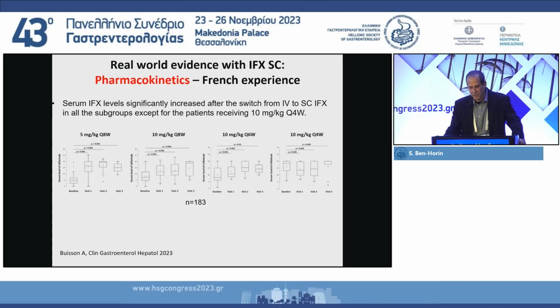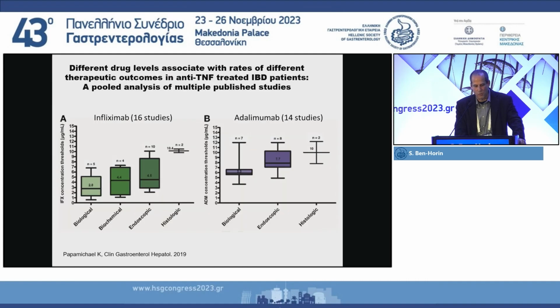And in real life, in the French experience, again, I was showing this in the morning, but I think it's a very interesting study showing that basically no matter what baseline dosing you had for your patient, as long as it was not 10 mg per kg every 4 weeks, so anything except quadruple dosing, still gained in terms of the PK profile by elevated concentration in the blood, and 10 mg per kg every 4 weeks does not gain anything by switching to sub-Q. But then it makes us wonder whether sub-Q is actually similar to increasing the dose of our patient to 10 mg per kg every 4 weeks.